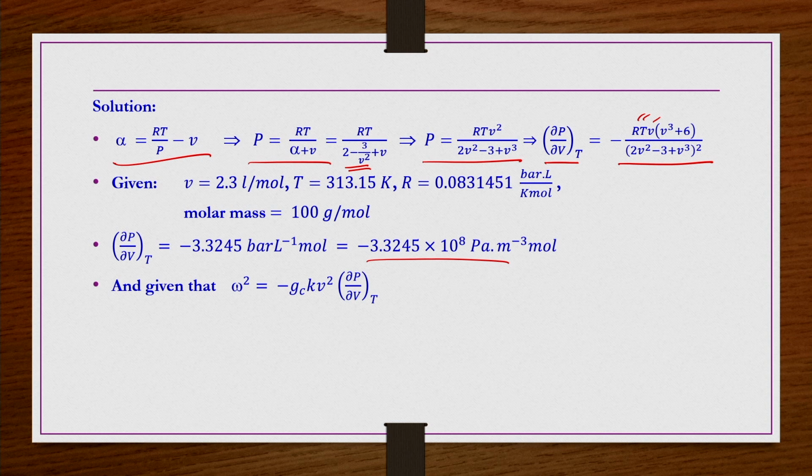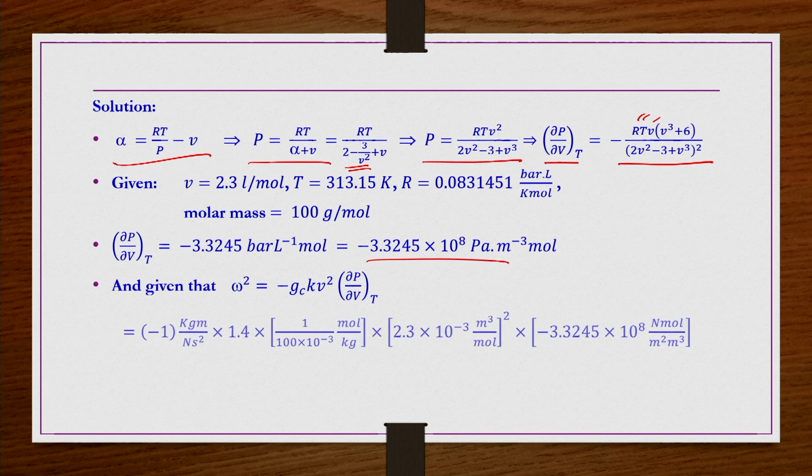Here also gc is given, K is given, V is known, ∂P/∂V we just calculated. Substitute all of them, then you will get omega square is equal to 24621. That means omega is roughly 157 meter per second. Okay. Simply making use of the given equation of state to get the required information.